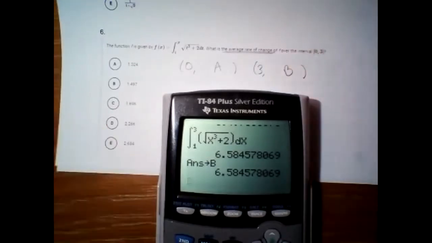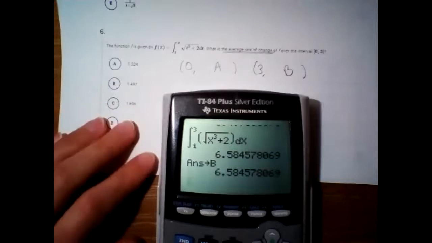Normally you would have to store that many things, but I just use A and B because it's convenient. They're right next to the alpha key. All right, so we plugged those in. I stored them as A and B. And now we're going to do our slope.